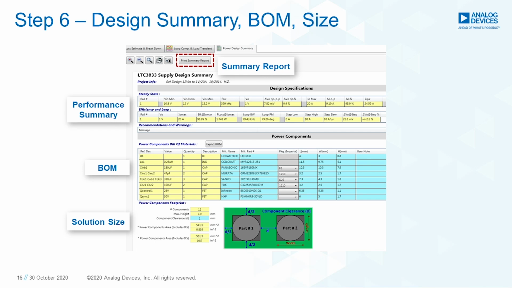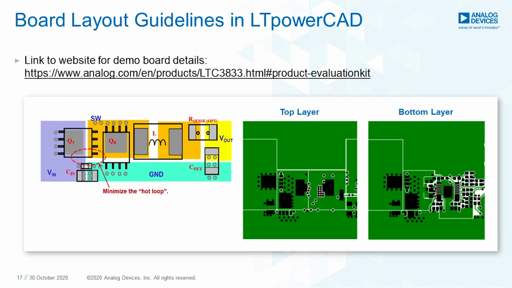The next step is to generate the design summary report, which includes a performance summary of important parameters such as voltages, efficiency, ripple, and a detailed bill of materials and an estimated solution size. There is also a board layout guideline summary that is generated that gives you some hints as to the best component placement and gives you a link to the actual demo board design files for a detailed layout example.